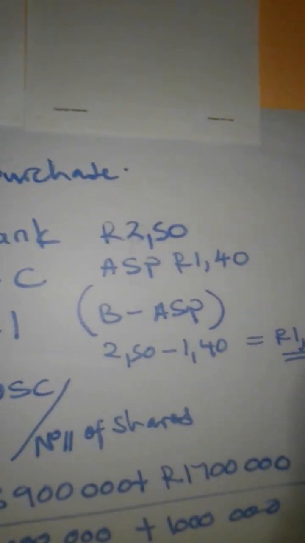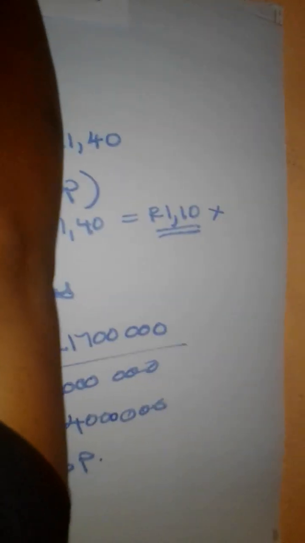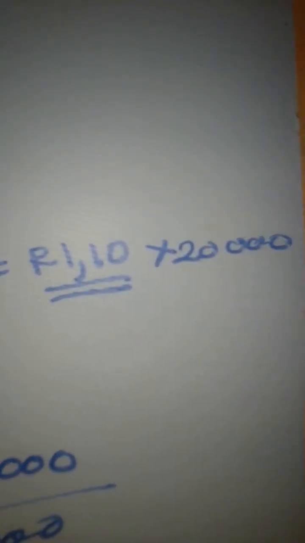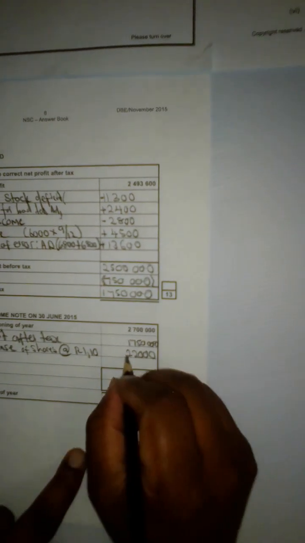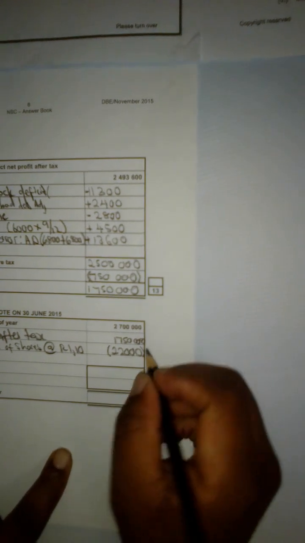Okay, so in other words, we are going to say 1 rand 10 cents multiplied by the number of shares that were repurchased. How many shares were repurchased? There were 20,000 shares, so 1 rand 10 cents times 20,000 shares, which is going to give you, on the answer book, 22,000, and it's going to be in brackets. Okay, remember, it is reducing our profits.